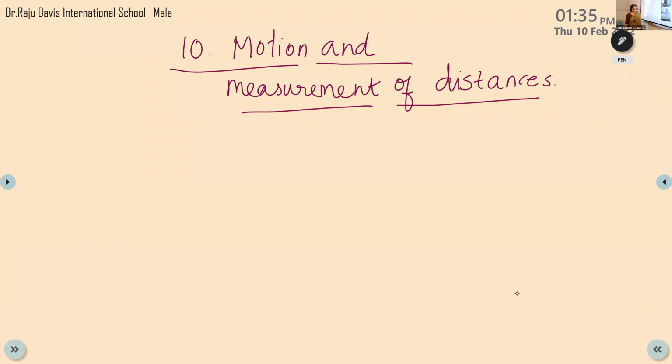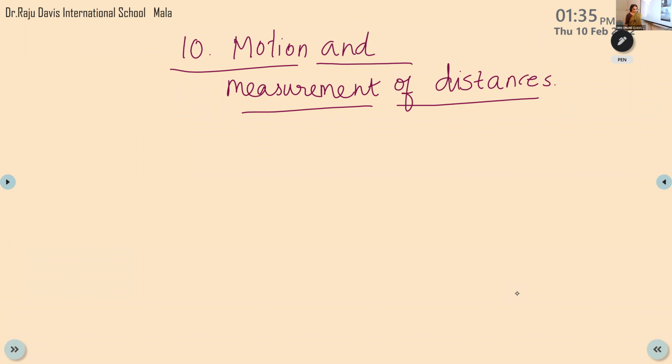This is a simple topic. You know, we use it daily, so you can give examples from your daily life. Give me an example for a rectilinear motion of an object. That means motion in a straight line.